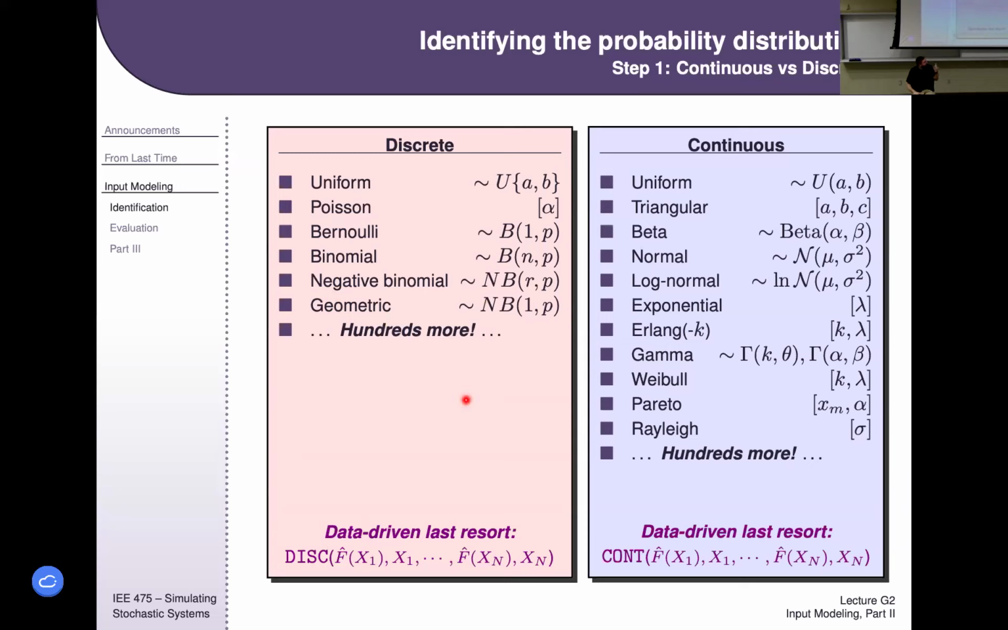But if none of these are working well, then this is an option. Likewise, if you can't find a good continuous distribution, then there is a slight modification of disk called cont, or continuous. It takes the exact same inputs as disk does, but it connects them, so it basically puts a little uniform distribution in between every outcome.